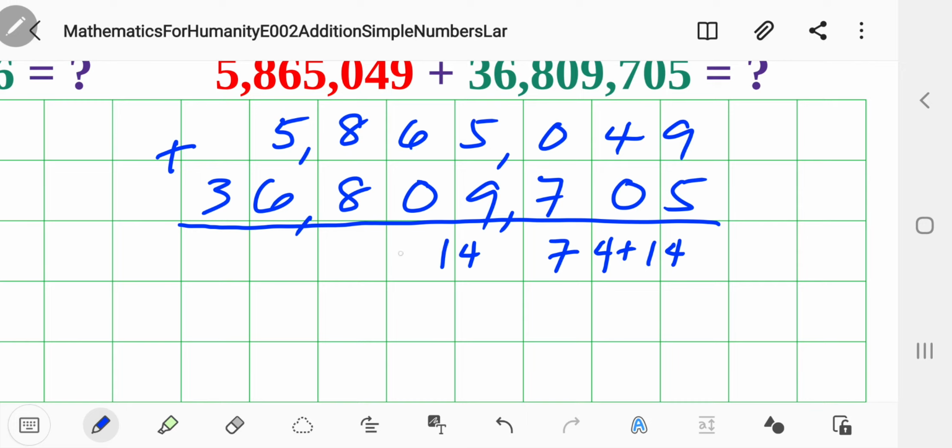6 plus 0 is 6. And then 8 plus 8 is 16. So you write 6 here and the 1 here. Then 5 plus 6 is 11. And then you bring down the 3 because there's no number above the 3. So you have 3 plus 1 there.